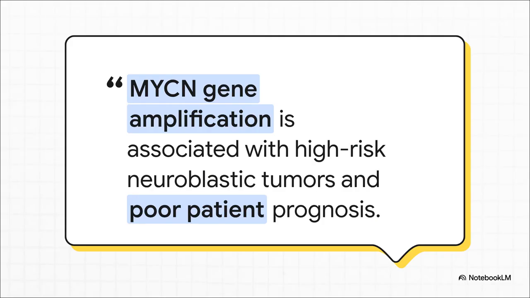And if there's one thing you remember about the molecular side, let it be this: MYCN amplification is the ultimate trump card. It is so powerful that it can take a tumor that looks totally favorable down the microscope and instantly rocket that patient into a high-risk clinical category. The bottom line, molecular status can and very often does override histology.